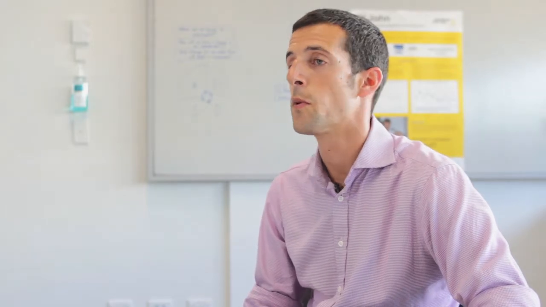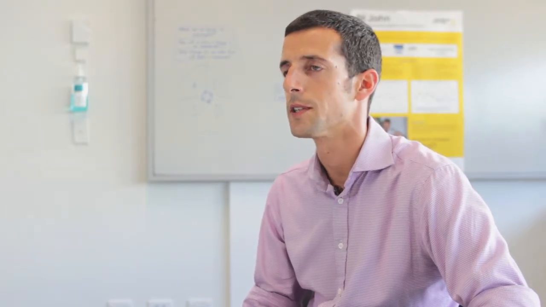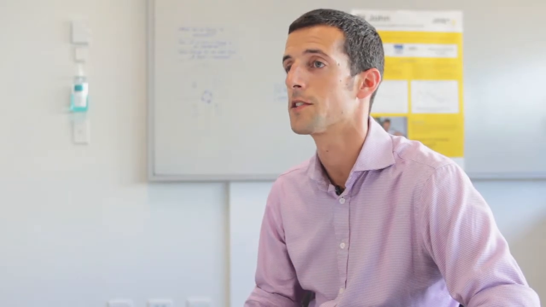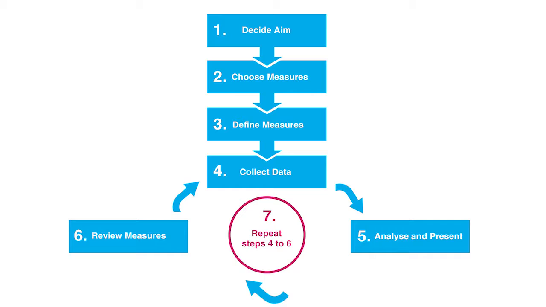So now that we know what measurement for improvement is, how do we go about it? Well, the good news is it's not just something that happens by chance. There's a simple process we can follow. And Mike Davidge from NHS Wales has called this the 7-step process for measurement.